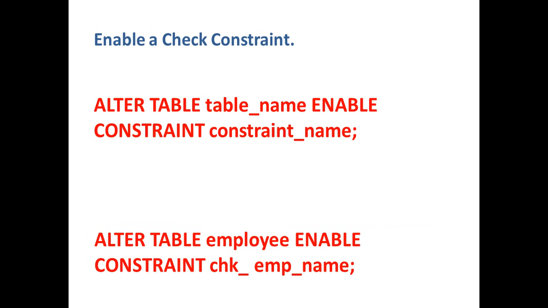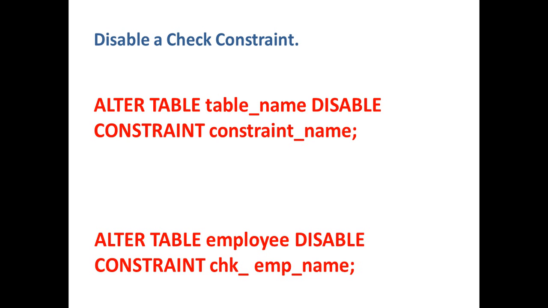The next one is enabling. As I told you, you have created the table or you have done an alter table command in which you have set it disabled. Now you want to enable the constraint. It's simple: alter table name, enable constraint name. Alter table employee, enable constraint chk emp name. It is the same way if you want to disable a constraint: alter table name, disable constraint name. Alter table employee, disable constraint chk emp name.